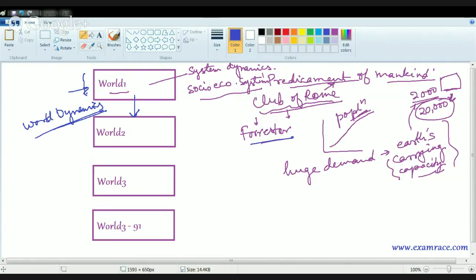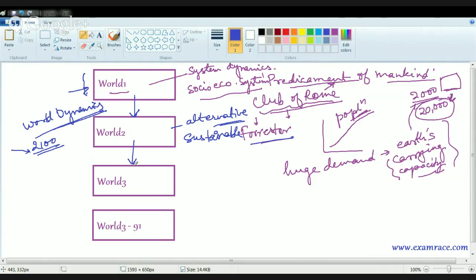And he said that by 2100 there would be the collapse of mankind because all the resources would vanish. So that was his concept. Earth's carrying capacity would become very less, and what we need to do is identify alternatives or develop sustainable alternatives for a sustainable future. That was the main aim led by World 2.